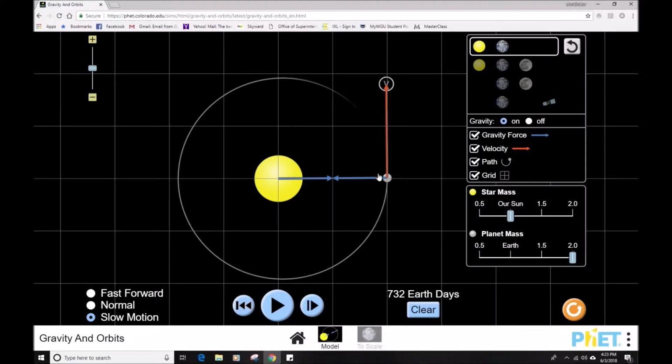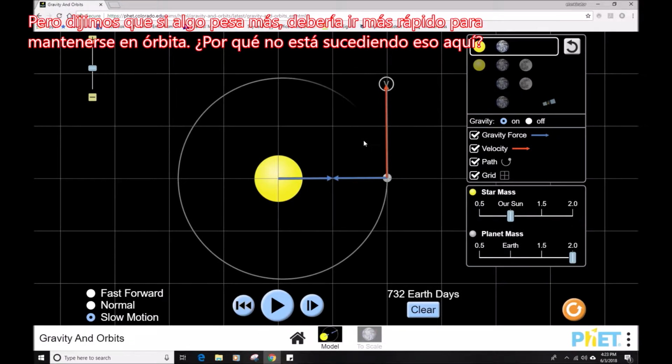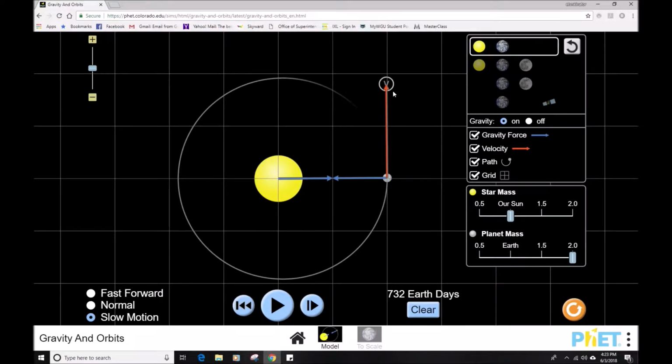But isn't that what we said? That if it weighs more, you would have to go faster to keep it in gravity without being pulled in, but yet it doesn't seem to have made a difference. It's still exactly 365, 366 days around. Well, we're going to look at that with a little bit more detail, because this doesn't give us a lot of details. It gives us days, but it doesn't really give us speed or some of the other details. So we're going to look at a different simulator and see what that can show us.